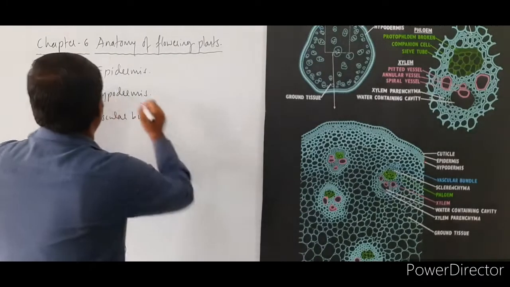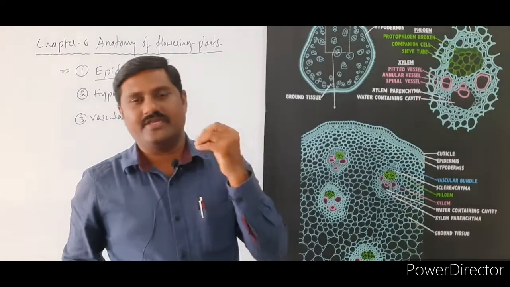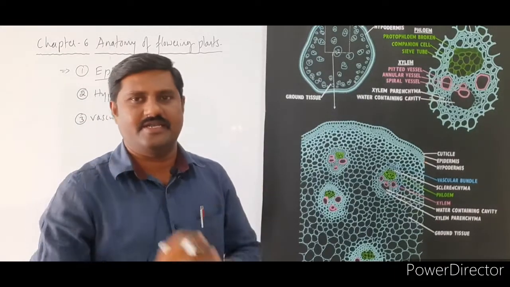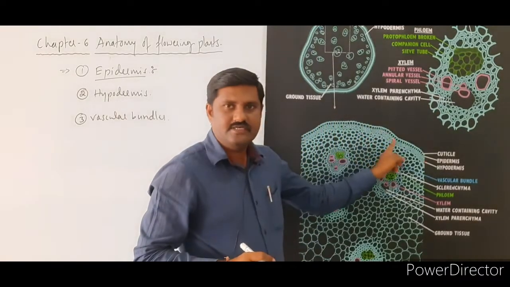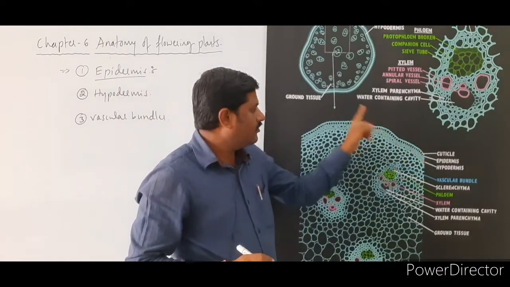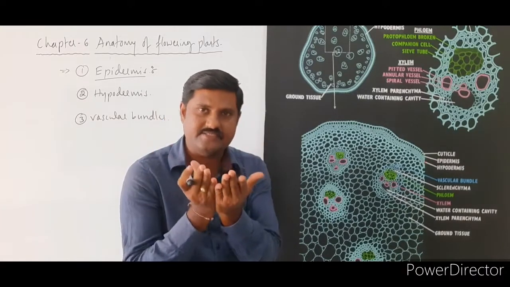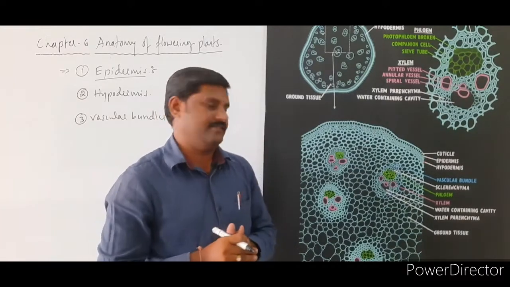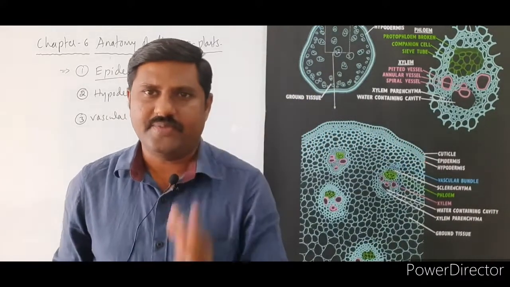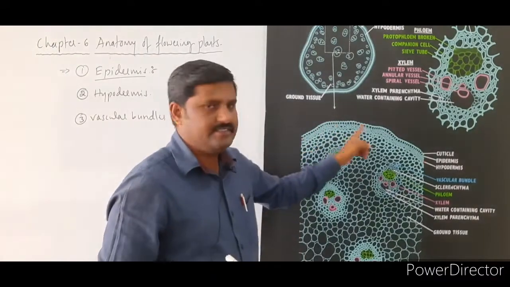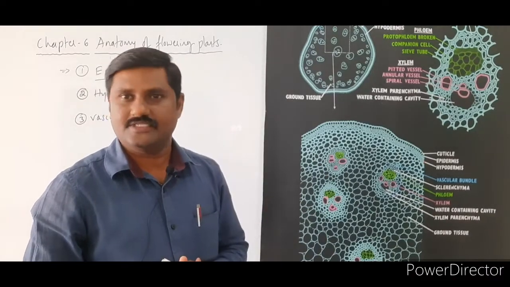So what is this epidermis? You know it better. Already I have given the definition of epidermis. It is an outermost single-celled layer which is made up of rectangular shaped cells, which are attached side by side without intercellular spaces, right? So that is nothing but epidermis. Once again I shall repeat, epidermis is an outermost single-celled layer made up of rectangular shaped cells.